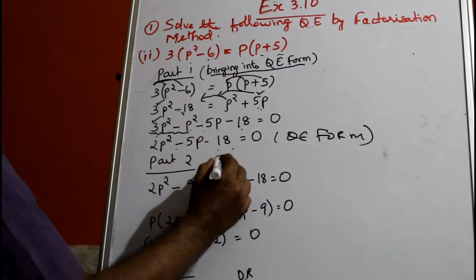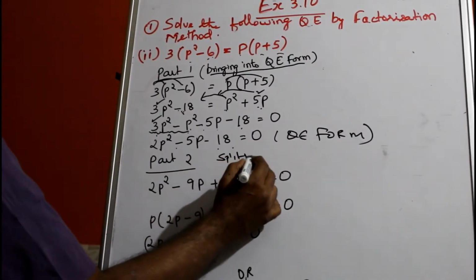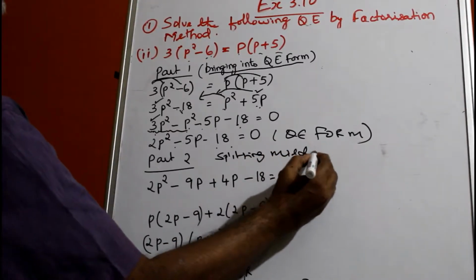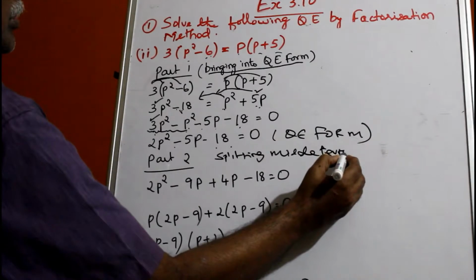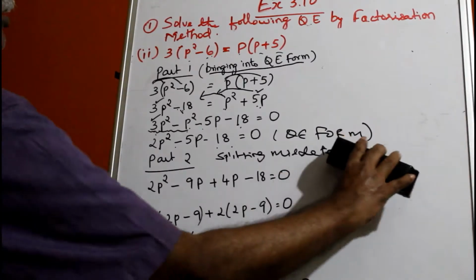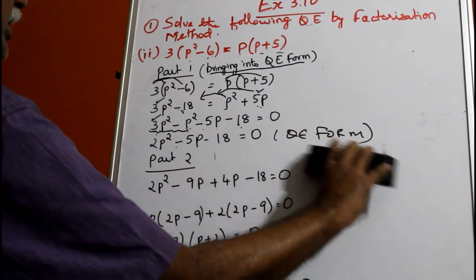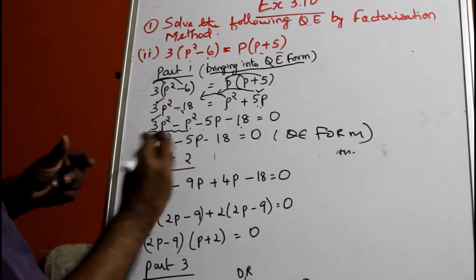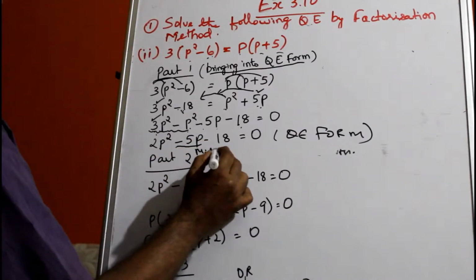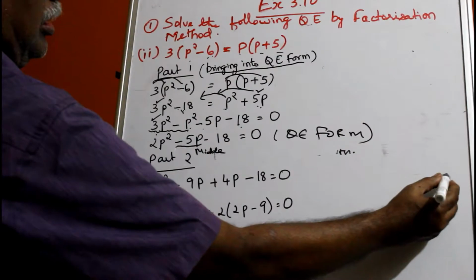Next is called splitting the middle term. You have to split the middle term. Okay, so this you have to split it. Now look here, this is called the middle term. The middle term is nothing but minus 5p. So this is called the middle term. So go to the rough work and put here what?